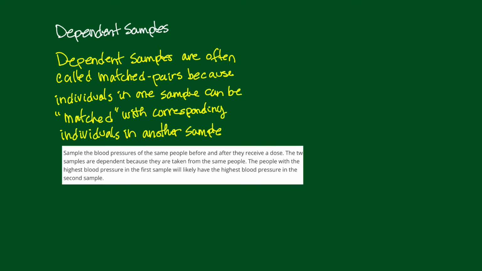Here's an example. Suppose that you take blood pressures of the same people before and after they receive a dose of some drug. Now, the two samples are dependent because they are taken from the same people, so person A before the drug can be matched with person A after the drug. So before and after situations are typically dependent samples.